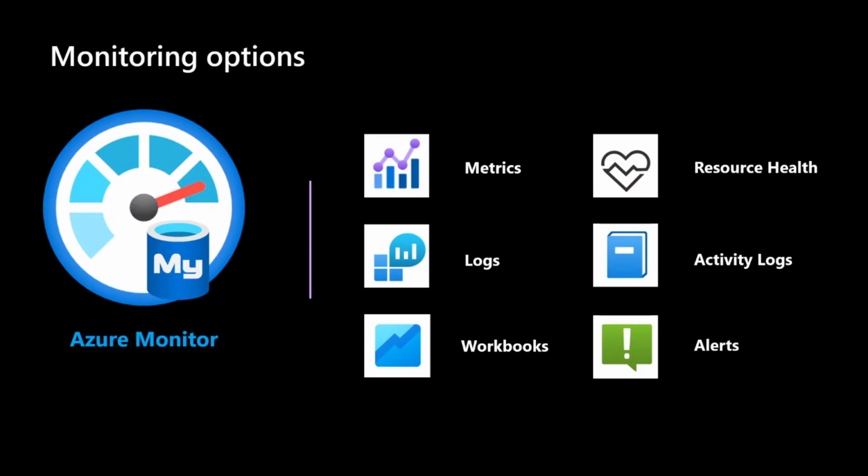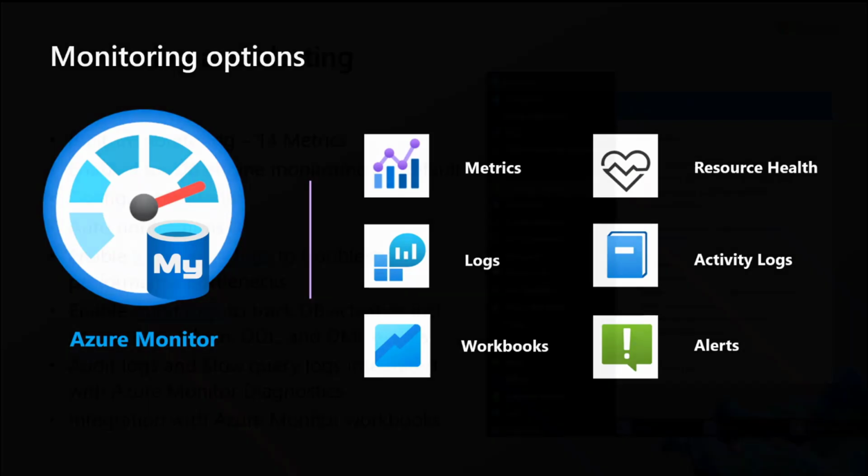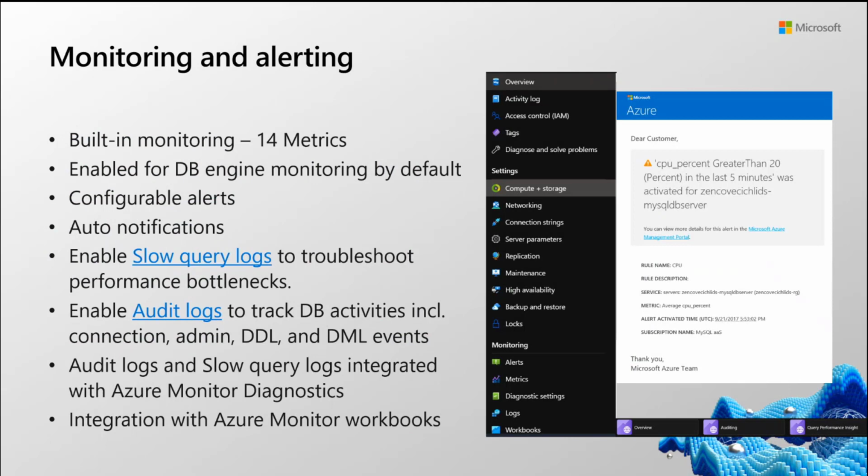Now, monitoring is another key requirement from the operations point of view. And we have a comprehensive set of monitoring options to monitor these MySQL instances. We have metrics, logs, we also have workbooks and resource health, activity logs, and finally alerts. So in Azure Database for MySQL, we have 14 metrics, which we are exposing in Azure portal. You can use these metrics to monitor your database instance health and troubleshoot different performance issues.